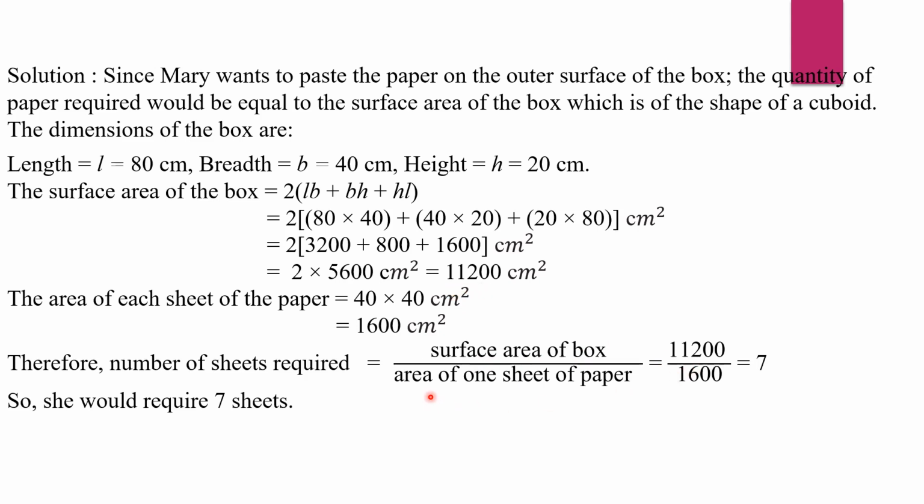Whole divided by area of one sheet of paper. We have found that also. That is 1600 centimeter square. So write that number in the denominator. Understood this step, my children? Right. Now let us simplify this number. What will we get here? 0, 0 cancels. Here 0 gets cancelled. Here 0 gets cancelled.